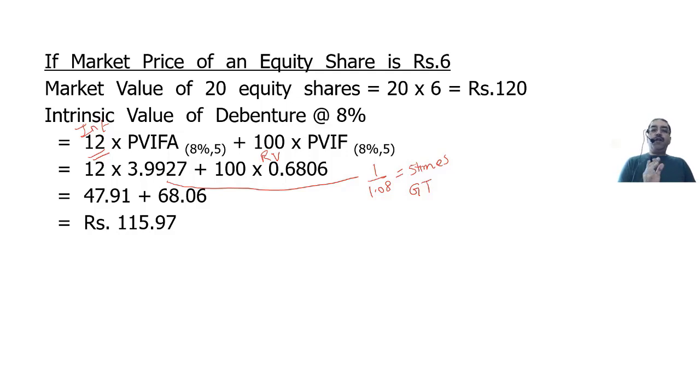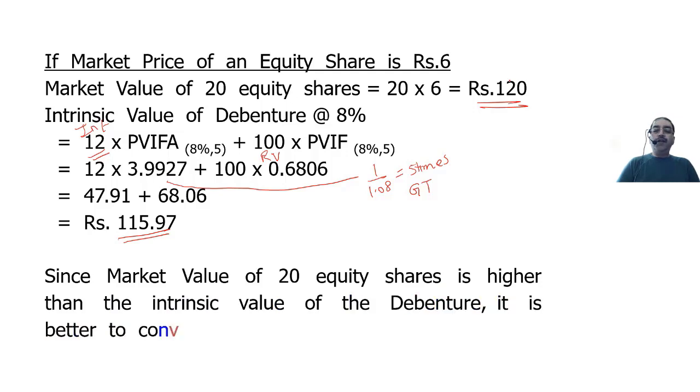If you sell the debenture when the market price of the equity share is 6 rupees, you will get 115.97. But now, since you are going to convert into equity shares and the equity shares you are getting are worth 120, which is higher, is selling the debenture better, or selling equity shares? Selling equity shares. So I will sell the equity shares and get 120 rupees. Since the market value of 20 equity shares is higher than the intrinsic value of the debenture, it is better to convert the debentures into equity shares.